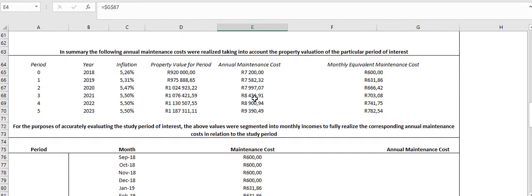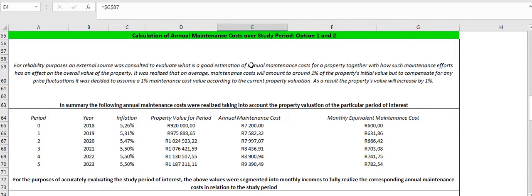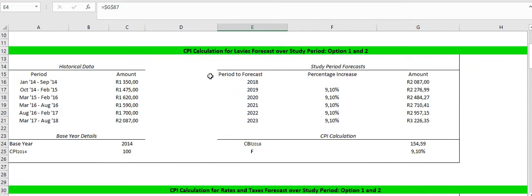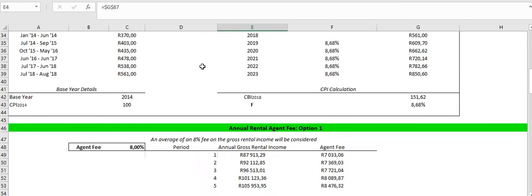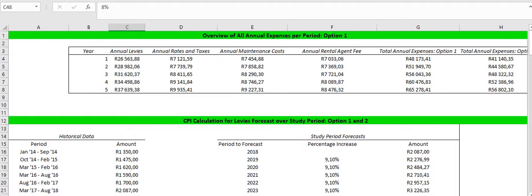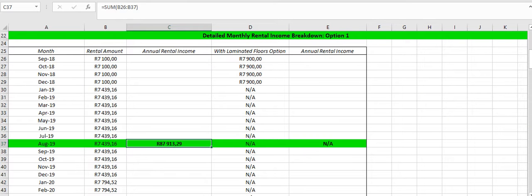over here. To forecast rates and taxes and levies, a CPI calculation was carried out for each as seen on the screen. As can be seen here, there are the CPI calculations for each. An annual agent fee of 8% was assumed for the rental agent and was calculated by incorporating it with the annual gross rental income for each period. Annual expenses were then summarized and translated to the face of the NPV table of option 1. Bond repayments and annual interest incurred were also translated from the bond repayment table as seen earlier.